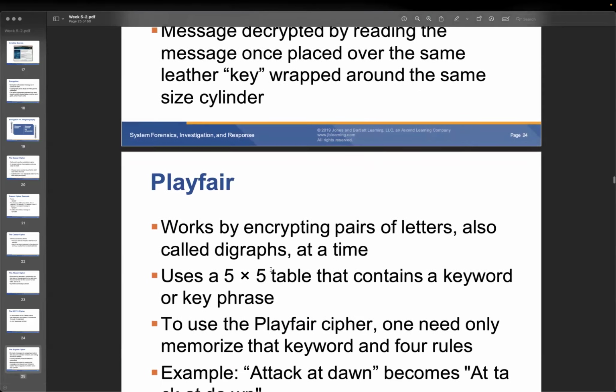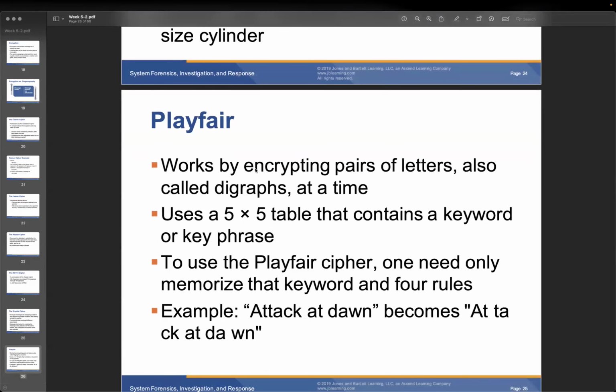So that's the idea. Then we have one more called the Playfair cipher. Playfair encodes pairs of letters, also called digraphs, at a time. We use a 5x5 table that contains a keyword or a key phrase. When we use the Playfair cipher, we need to memorize the keyword and the rules, for example attack becomes AT TA CK, and so on. We need to follow the 5x5 rules to change it.